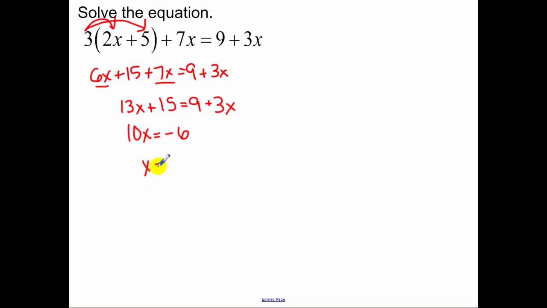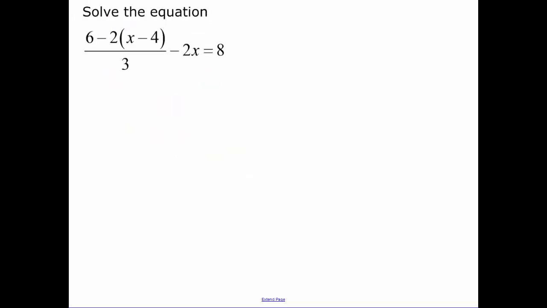Then I divide by 10. And we are always going to reduce our fractions. So that reduces to negative 3/5. And we can always check this answer for x. It might be a little hard because of the fraction, but it's always a possibility for us.